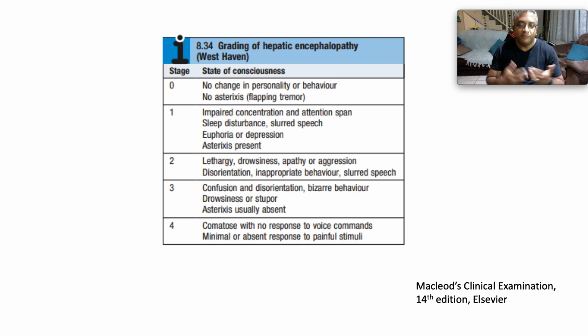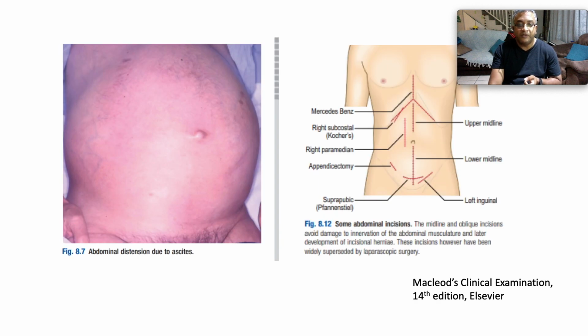Stage 2 is a progression of this, right? To lethargy, drowsiness, apathy or aggression, disorientation, inappropriate behavior, slurred speech. Stage 3 is further progression to confusion, disorientation, bizarre behavior, drowsiness or stupor. Asterixis usually absent. In stage 4, the patient is comatose with no response to voice commands and minimal or absent response to painful stimuli.